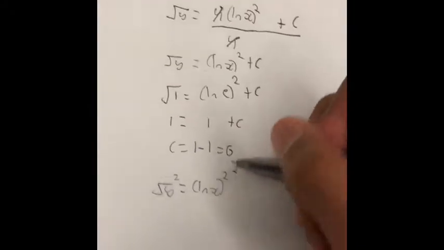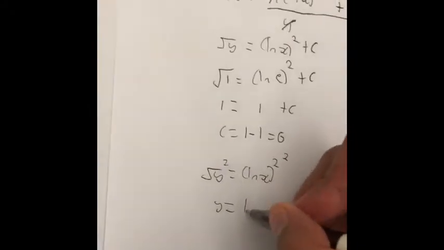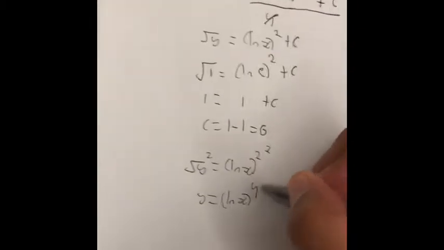Let's square this one and this one. We'll get y equals ln x to the power 4.